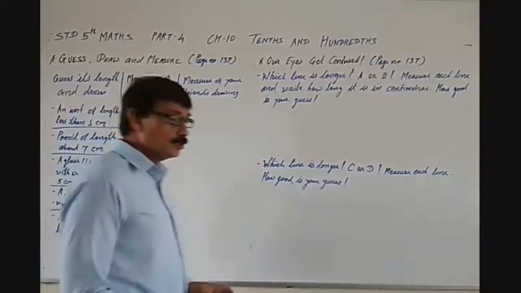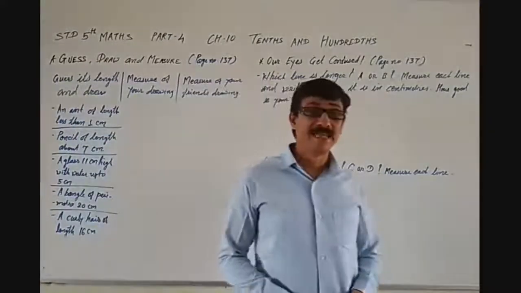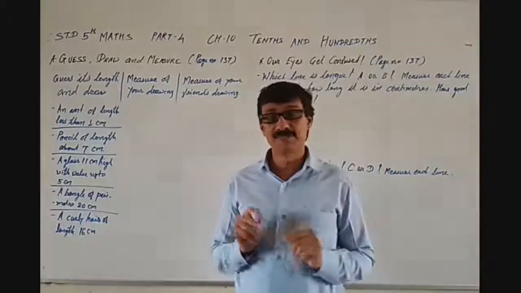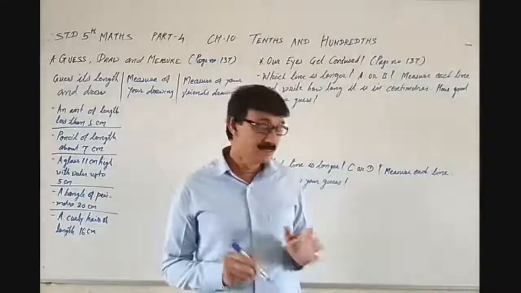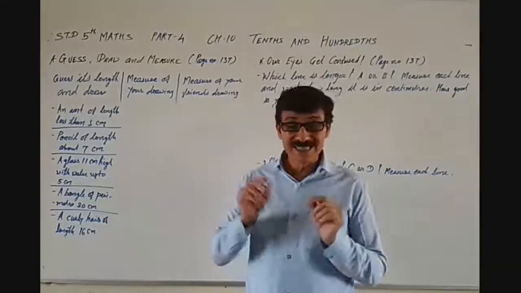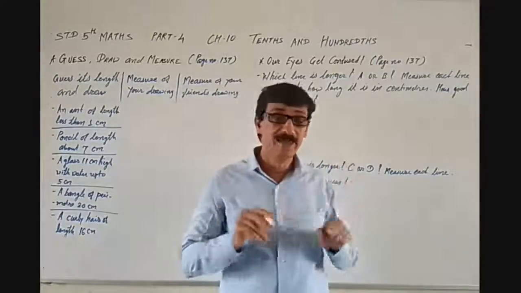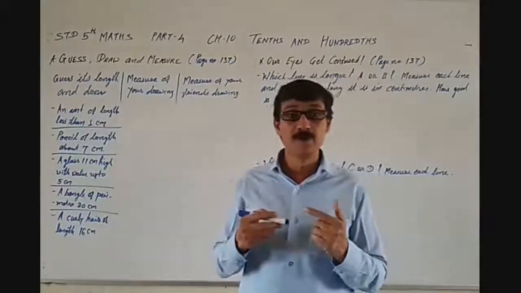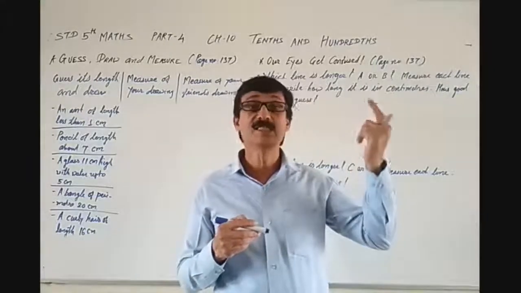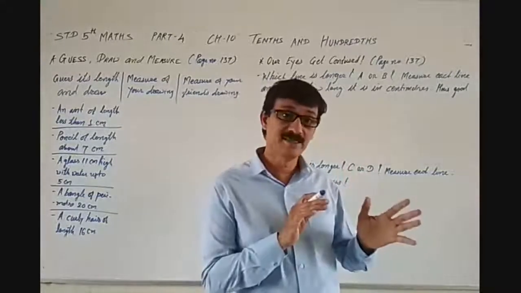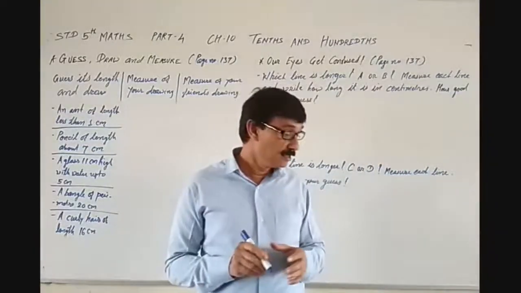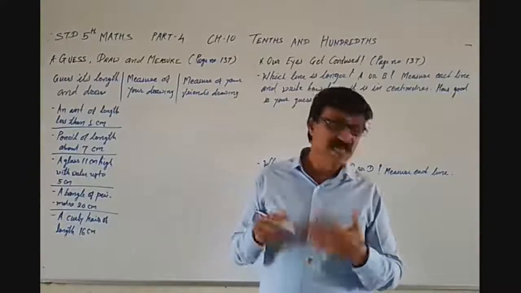Welcome students to the fourth part of chapter 10, tenths and hundredths, of standard 5th mathematics. In the last part we measured the length of a nail, then the bindi, then the length of the candle as well as its flame, then we deducted the lengths, and at last we did an activity, guess and color.